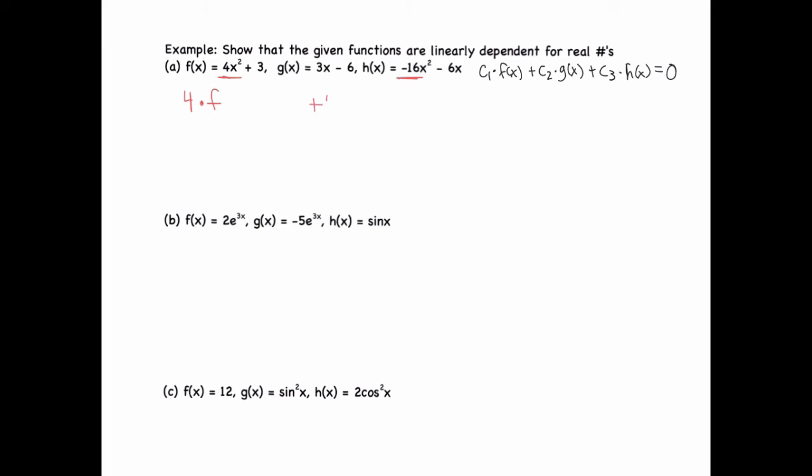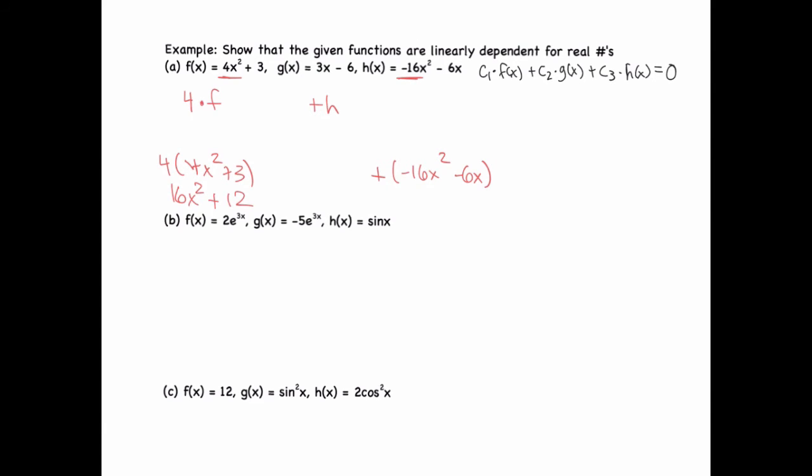So 4f plus h. If I do that, that means that right now I would be taking 4 times 4x squared plus 3. And then when I add the h on, I would have negative 16x squared minus 6x. And from here, 4 times 4x squared would give me 16x squared. When I take 16x squared and I subtract 16x squared, that would wipe itself out. Boom, I'd be done. The x squared terms would be gone. Okay, the problem is I'm going to have a 16x squared here, but I'm also going to have a 12.